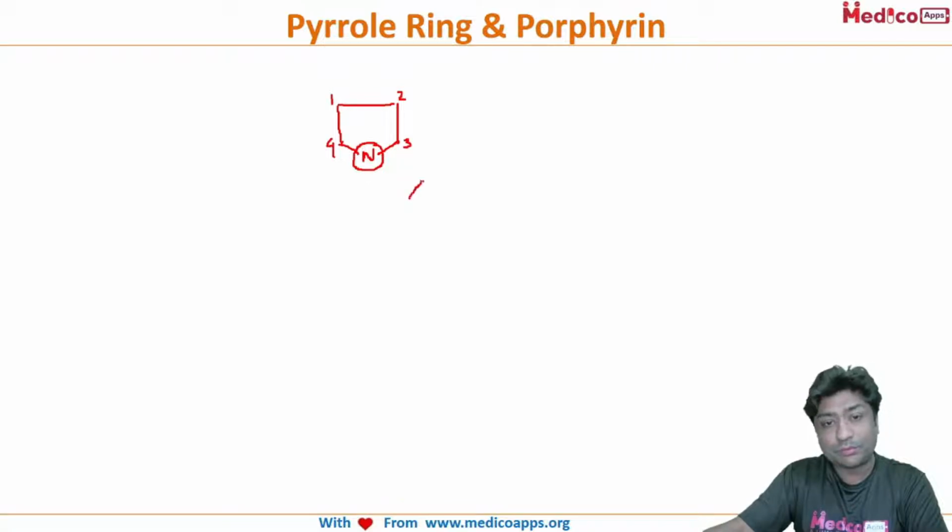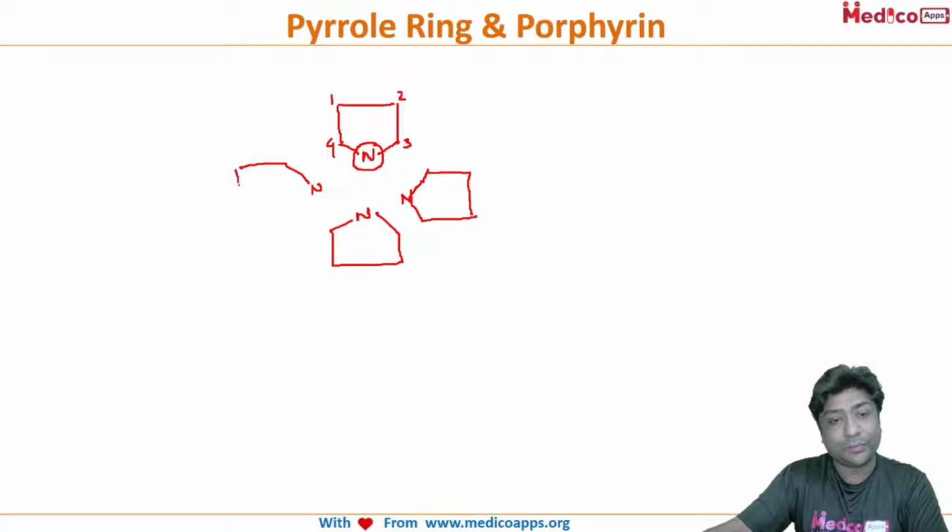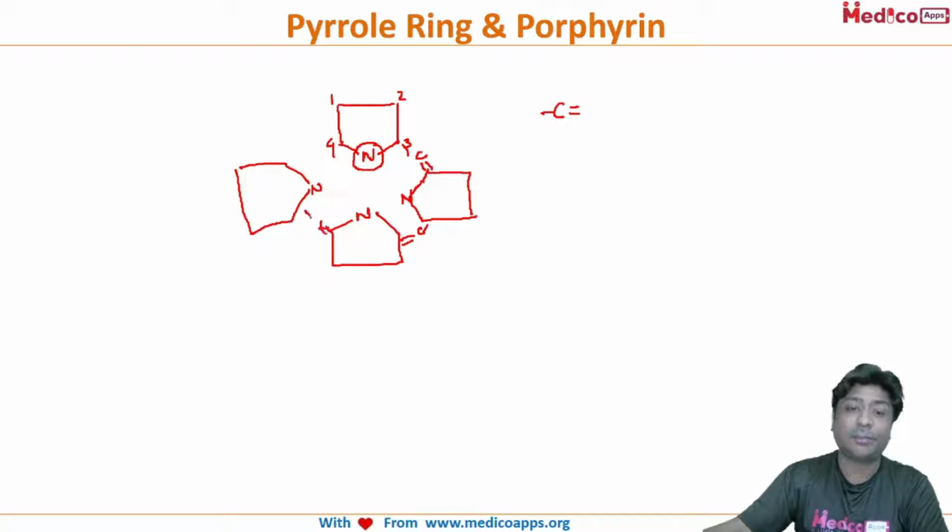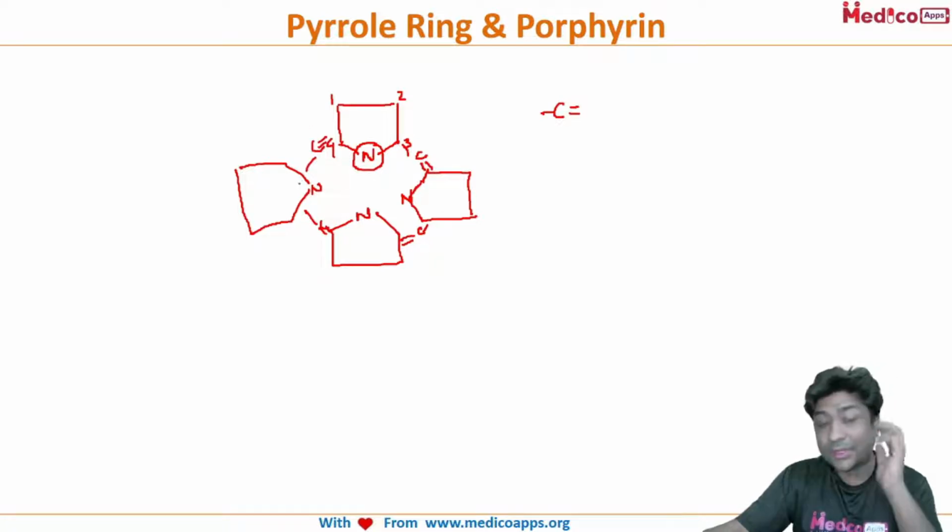When 4 such monopyrroles come together, and they are joined by methylene bridges. What is a methylene bridge? Carbon, on one side there is a double bond and on one side there is a single bond. So if they are joined by methylene bridges, this is what we call a tetrapyrrole.